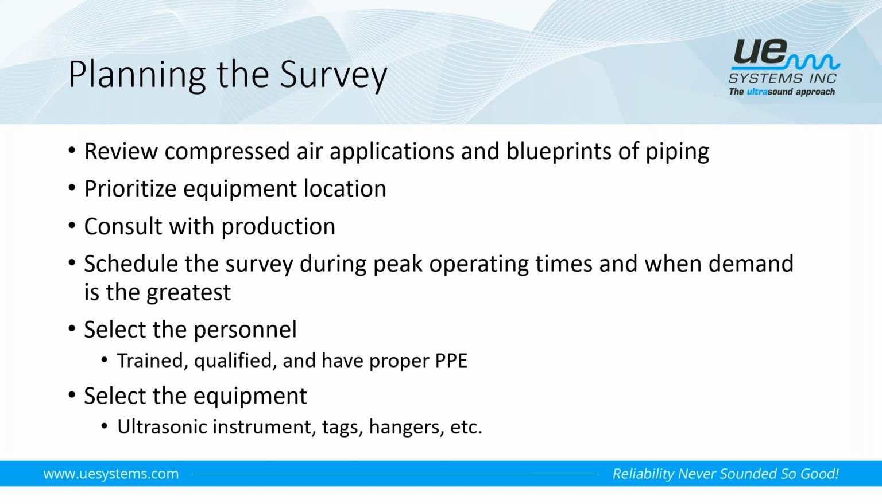We want to prioritize equipment location. So we talk about breaking it up into zones, breaking it up into areas. A lot of times we kind of default to asset criticality as a good place to start. Again, especially if you have concern with quality issues related to compressed air leak detection.